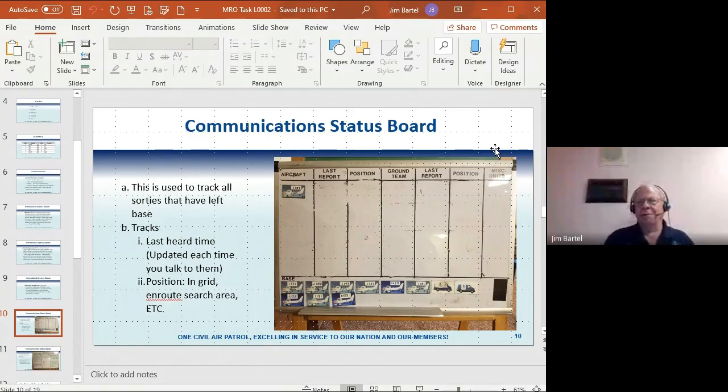The official lat long position of a unit is on the operations board. We'll just put down a general term as to they're en route to grid, they're in grid, returning to base, something generic. So there can't be any confusion there. Okay, so that's for tracking assets.